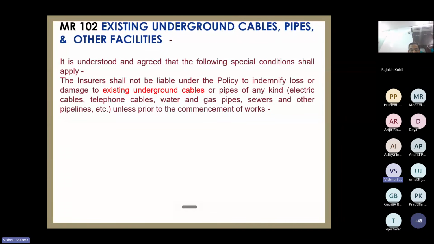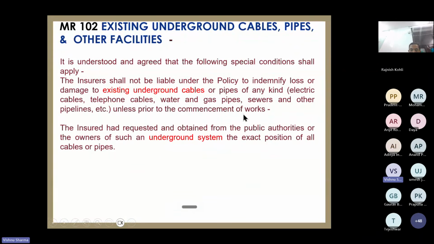So it says it will not be liable unless, before commencement of work, what he is supposed to do, he has done. If he has done all these things, then only the claim will be paid, otherwise not. What is supposed to be there? Insured has requested and obtained from the public authorities and the owners of such underground systems the exact position of all these cables and pipes. Insured has done this exercise.